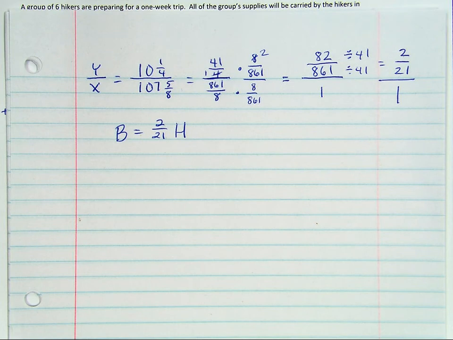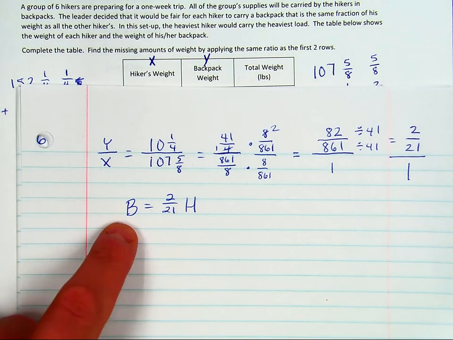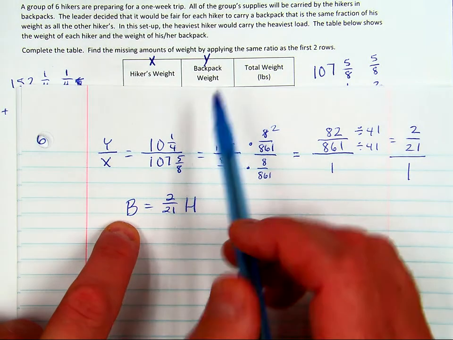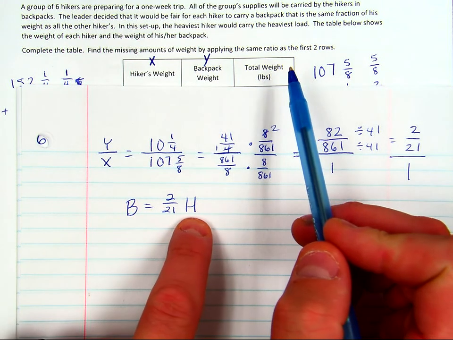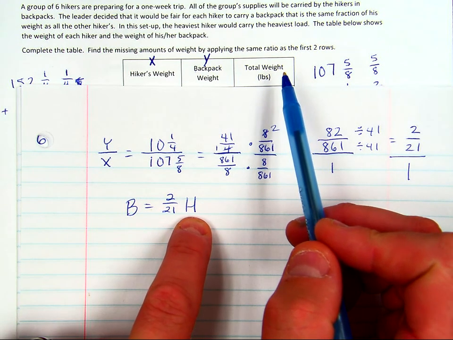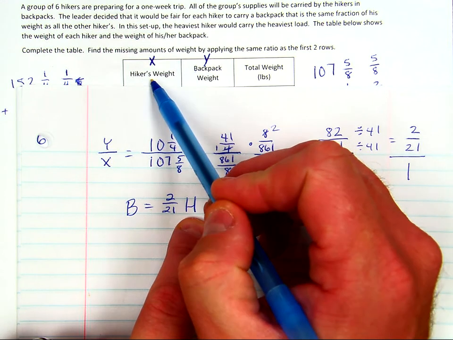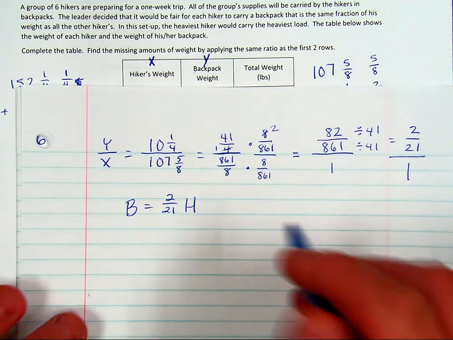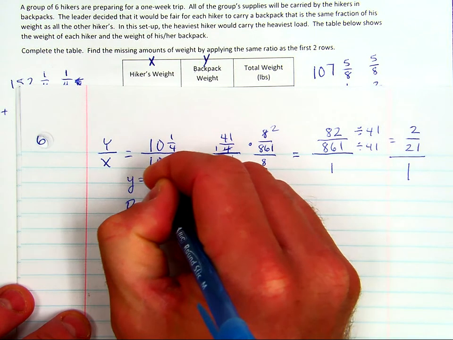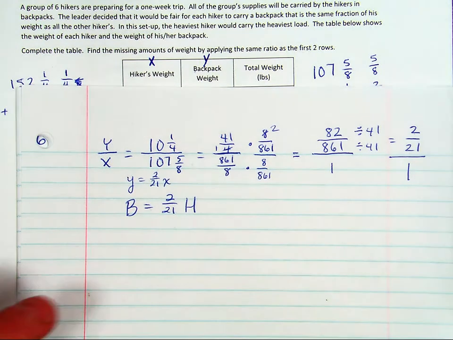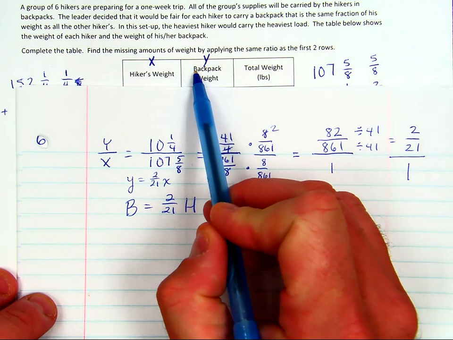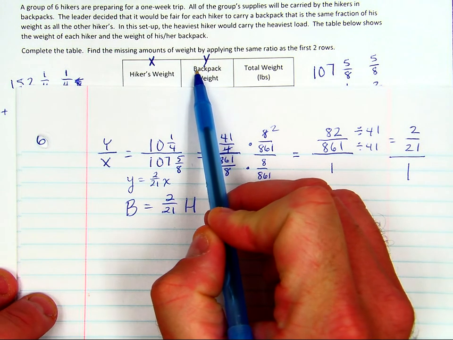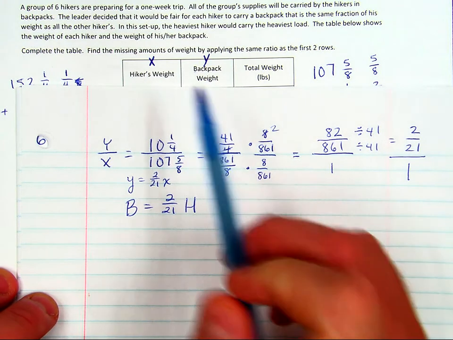Now, how did I know to put B in place of Y? Because backpack is in the Y column. How did I know to substitute the H for the X? Because the H is in the X column. Because if you remember, the equation that we first were taught was y equals x. But now that we're more advanced, we're using the letters of the words that are given to us. B for backpack, H for hiker.